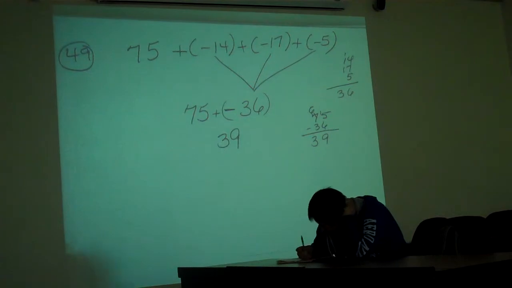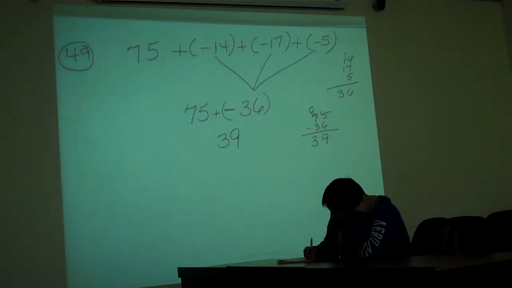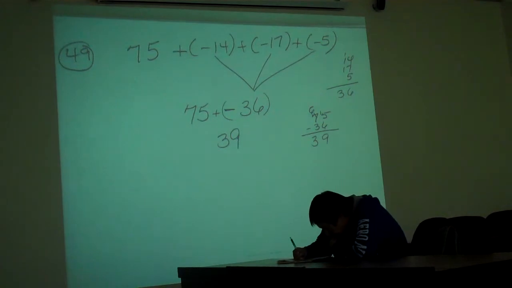So instead of going left to right and subtracting, that gives you a lot of room to make errors. So just combine all the positives, combine all the negatives. You have one time that you subtract.